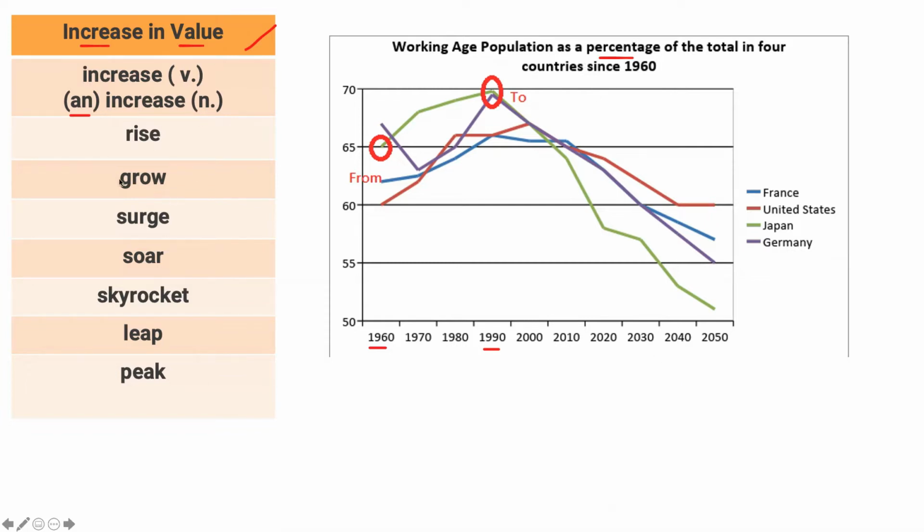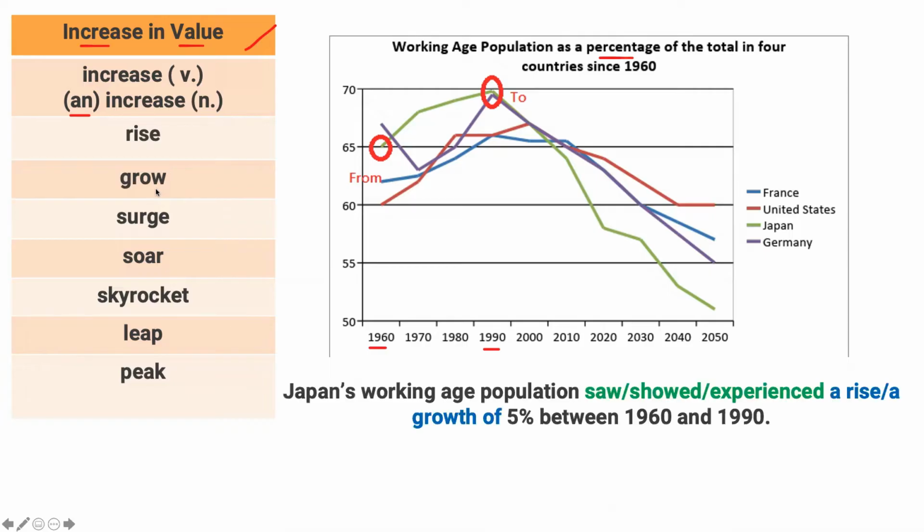Now let's think about how we can use rise and grow as a noun. So we see here Japan's working age population. Of course, we have our same verbs, saw, showed, experienced, a rise, or a growth of. So keep in mind that rise could be the noun, it could also be the verb, and grow is different. Grow is the verb and growth would be the noun form of the word. So make sure you are well aware of these differences.